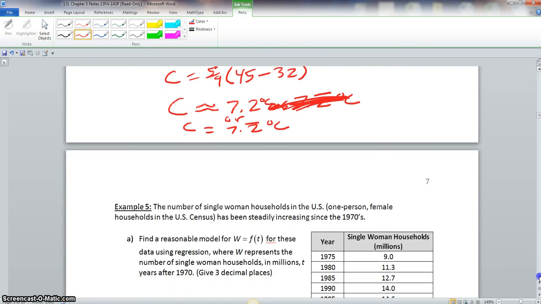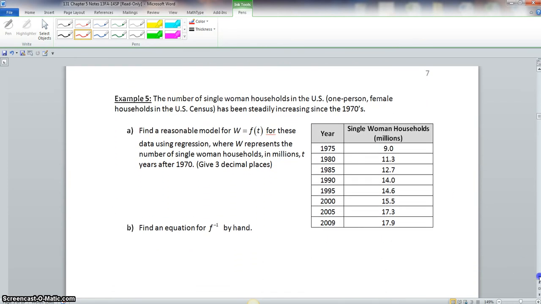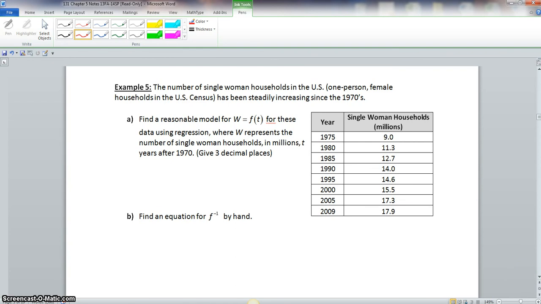It says here, example 5, the number of single women households in the U.S., one-person female households in the U.S. Census has been steadily increasing since the 1970s. Now it says here, find a reasonable model for W is equal to F of T for these data using regression, where W represents the number of single women households in millions T years after 1970. So we will use regression for this formula here.